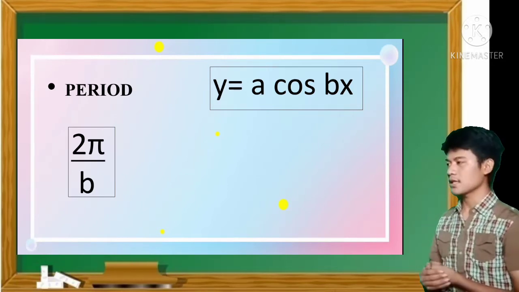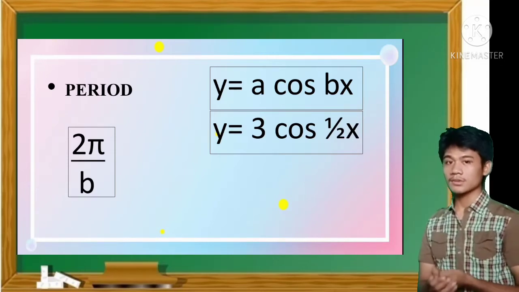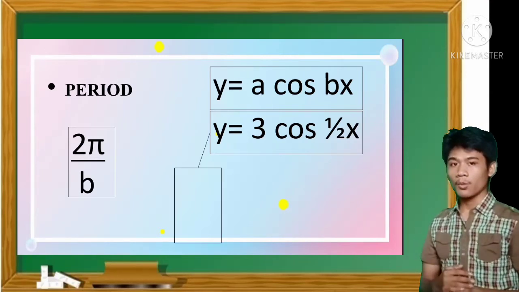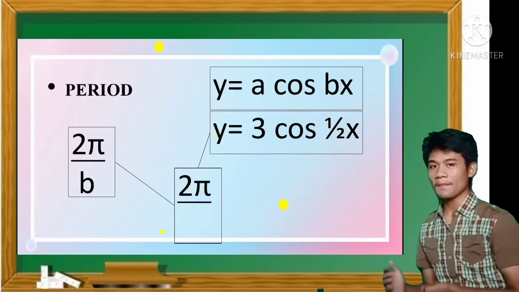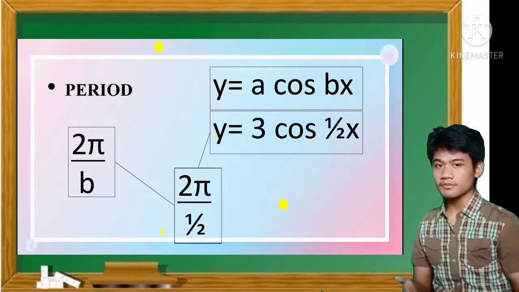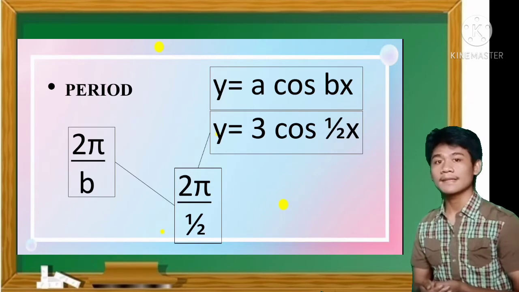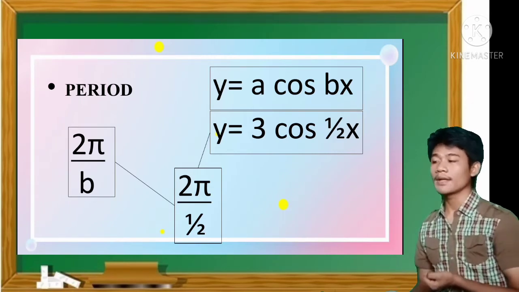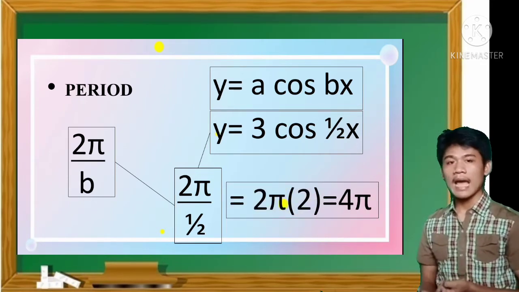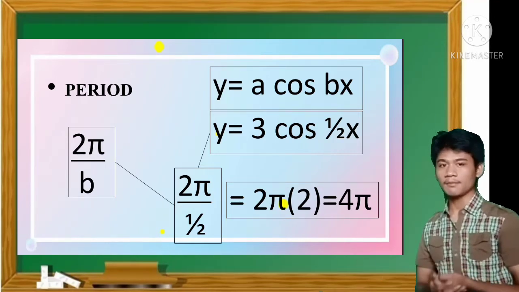How about in this given example, y = 3 cos 1/2 x. So 1/2 is our b. Just substitute our 1/2 into the formula, so we have 2 pi over 1/2. To solve it easily, we need to find the reciprocal of 1/2, which is 2. So 2 pi multiplied by 2 gives us 4 pi as the period of this given function in our example.